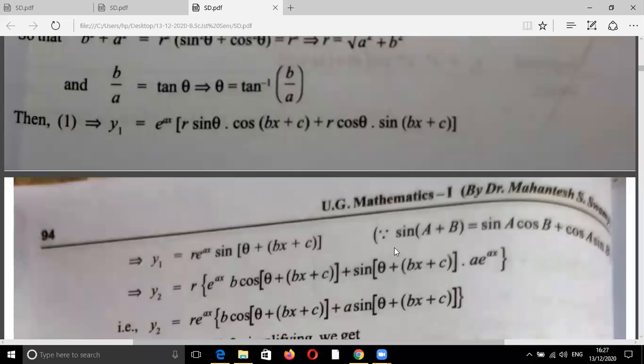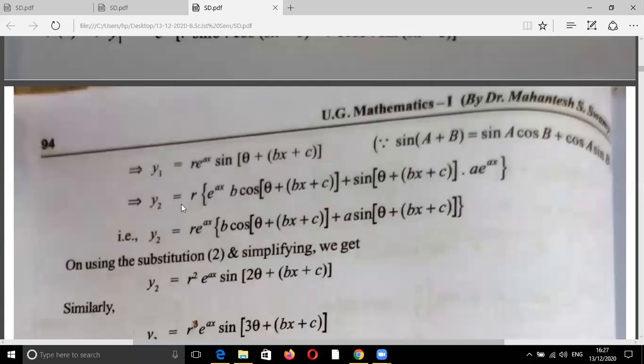Now already you know the compound angle formula, sin a plus b equal to sin a into cos b plus cos a into sin b. By using that here you can write theta plus bx plus c within the sine function. Sine of theta plus bx plus c you are getting. So y1 equal to r into e to the power ax into sin theta plus bx plus c.